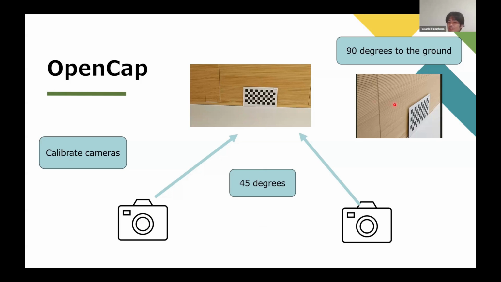So again, place the chessboard you printed out or prepared on the wall or on the floor. It doesn't matter. But in this example, I just placed it on the wall, so make sure the chessboard is 90 degrees to the ground. And again, this chessboard has to be visible from all the cameras you use.